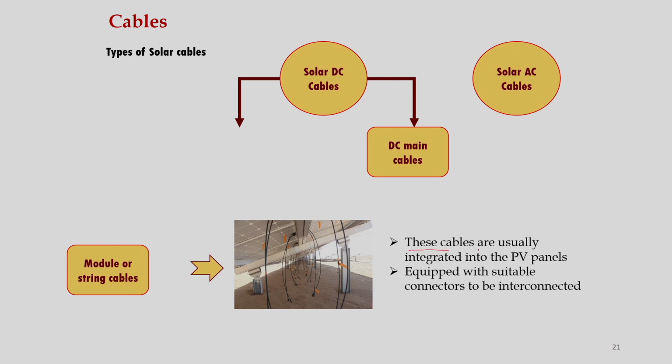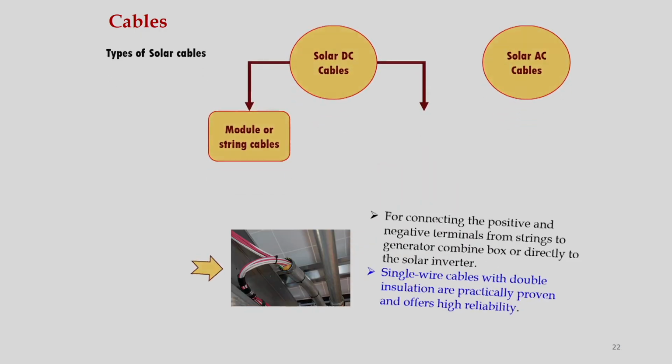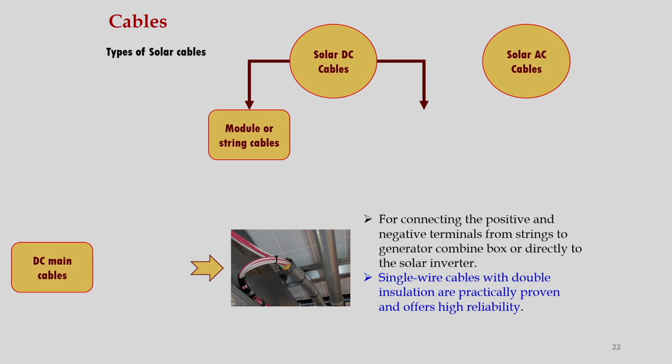So, these cables are usually integrated into the PV panels, and equipped with suitable connectors to be interconnected. So, from here to here, maybe this is one panel, this is two panel, so these two are to be connected. By using this cable we can connect these two modules, maybe for series connection, maybe for parallel connections. So, what is DC main cables?